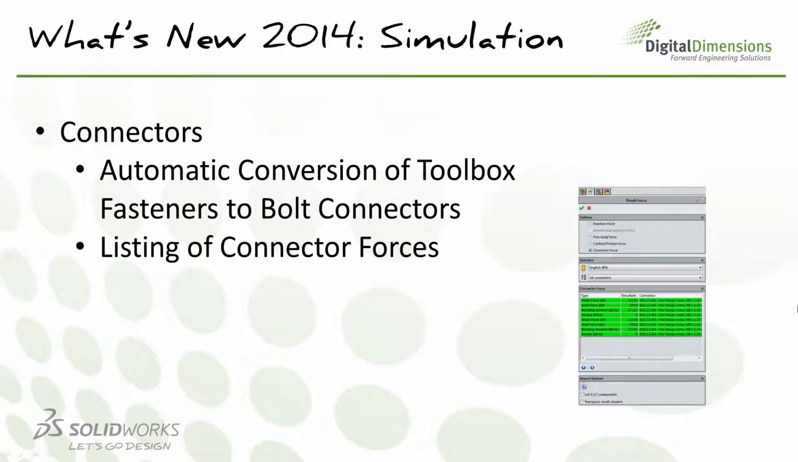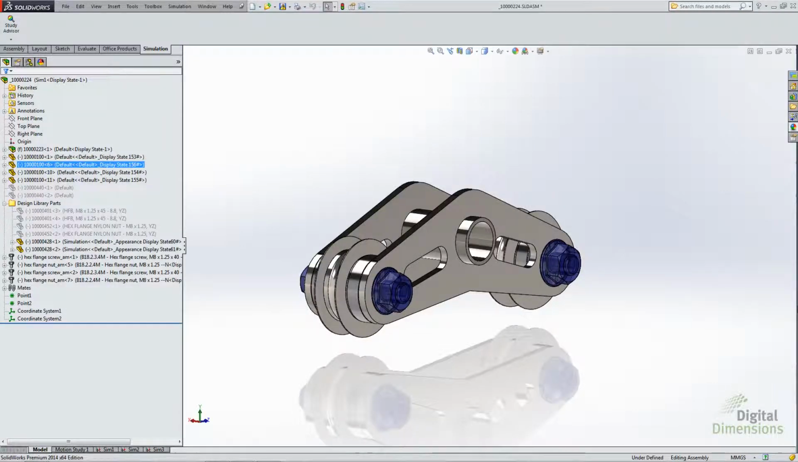The first topic we're going to be talking about are connectors. In Simulation 2014, we now have the ability to take our standard SolidWorks Toolbox fasteners, and when we create a brand new linear static, nonlinear static, or nonlinear dynamic study, we now have an option to bring those connectors in as bolt connectors, so there's less work to be done setting up the study. Let's take a look at how that's done here in 2014.